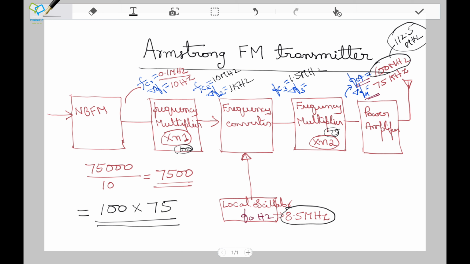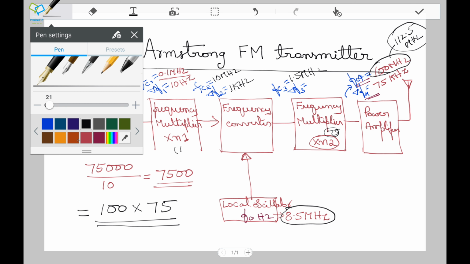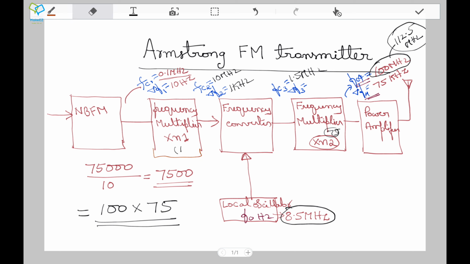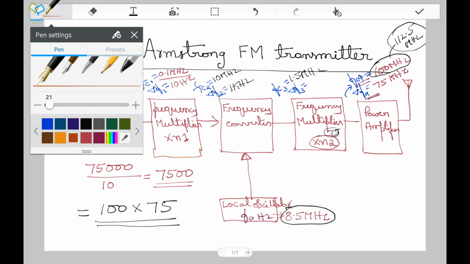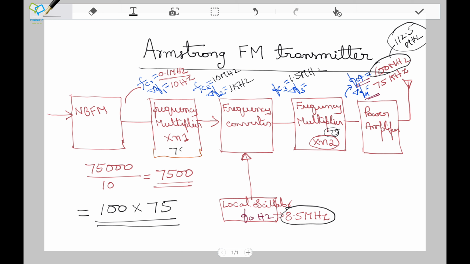So we will change it. Now N1 we will change to 75, and we will make N2 as 100. Now let us see whether we are able to get a proper value or not. We will remove all these things, and this will change accordingly.